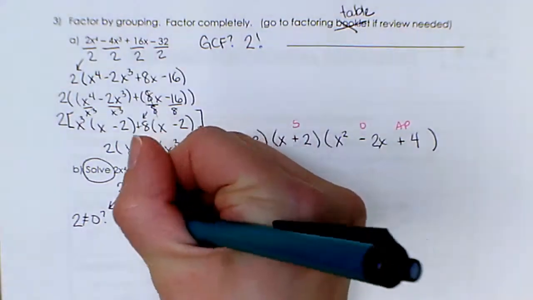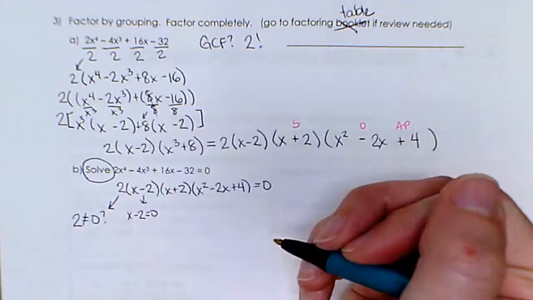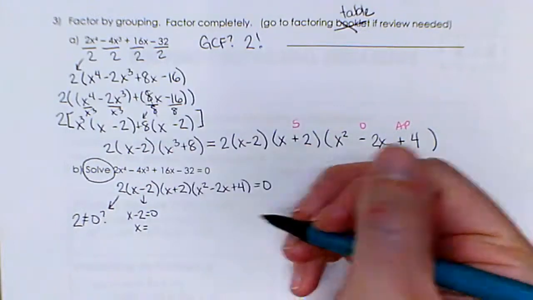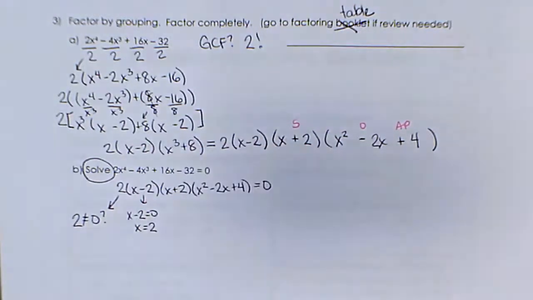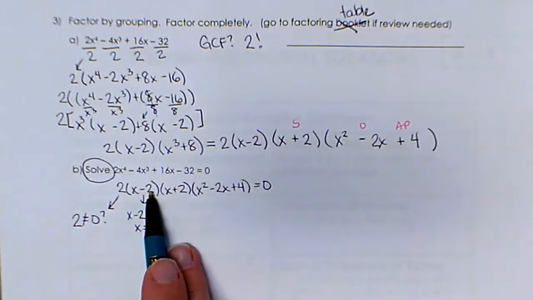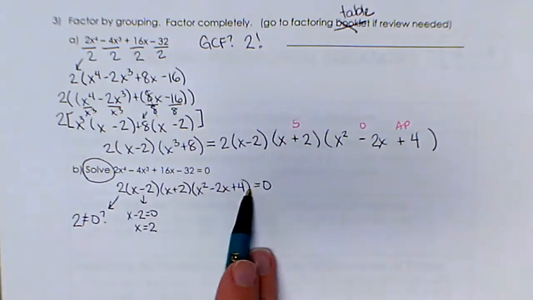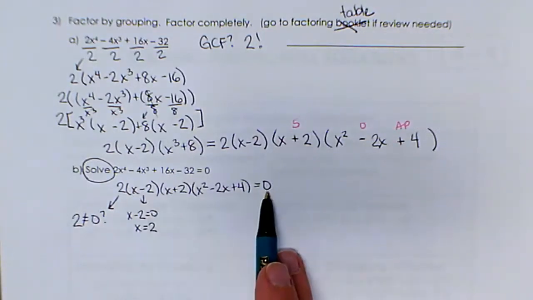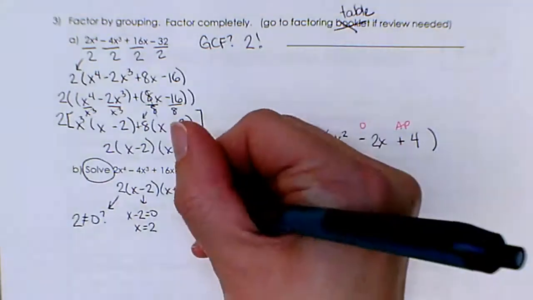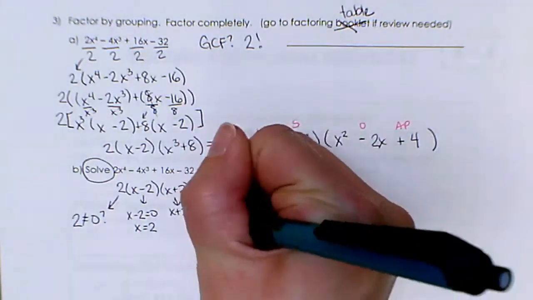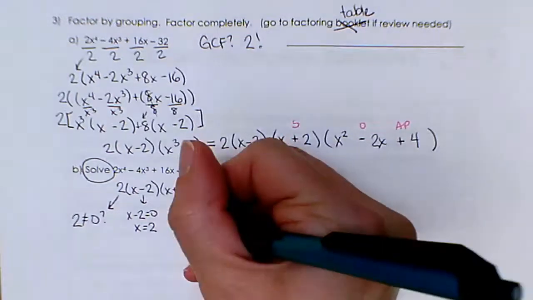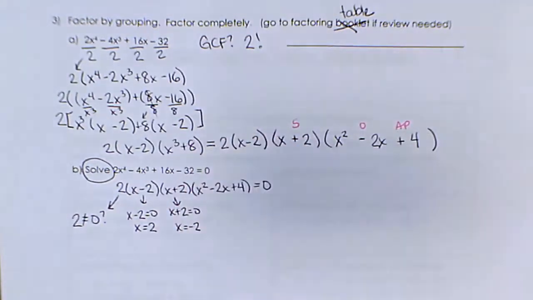Here, what about x minus 2 equals 0? x would have to be 2 in order for this to happen. So 2 minus 2 is 0, and it doesn't matter what these are, because if you multiply by 0, then your equation is true. What about here? x plus 2 equals 0, so x would equal -2.